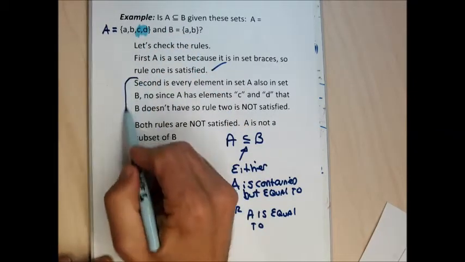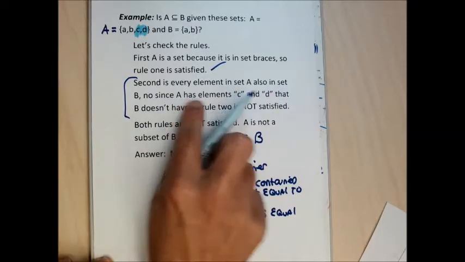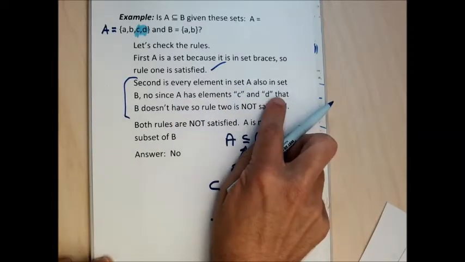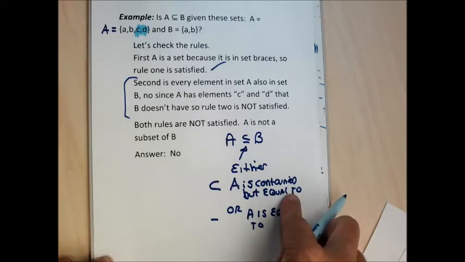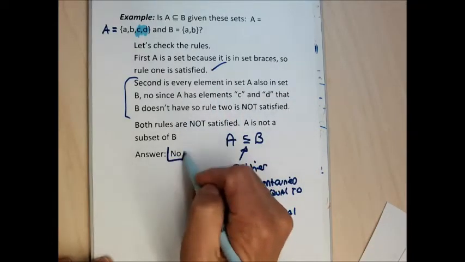So every element in set A has to be in set B, and A has C and D. So this violates the condition that A is contained in B. So A is not a subset of B.